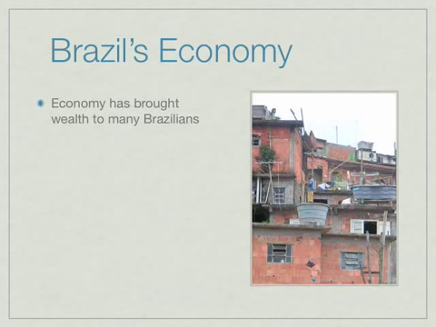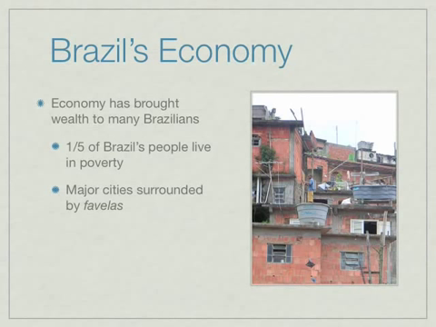Okay, and the Amazon rainforest has brought a lot of wealth to many Brazilians. However, there are many people that are still living in extreme poverty. In fact, about 20% of Brazil's people are living in poverty. As pictured to the right, around cities, there are many areas called favelas, which are basically slumlands.